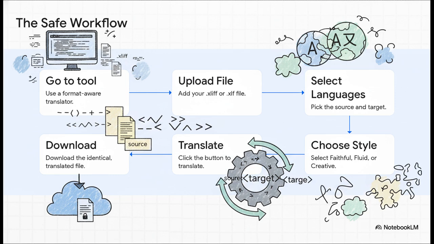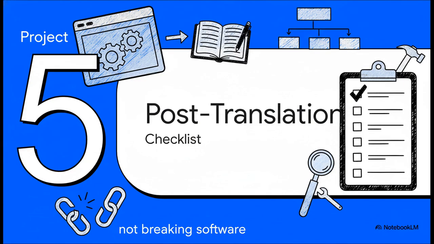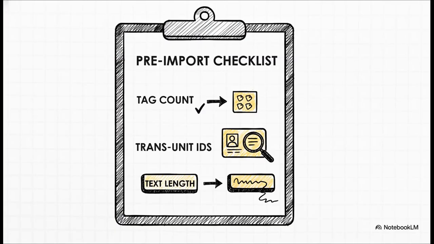No fuss, no breakage. Okay, but no matter what tool you use, you are not done the second you hit download. Before you even think about importing that file back into your project, you absolutely need to run through a quick but vital checklist. First up, just do a quick tag count. Does every placeholder tag in the source have a perfect match in the target? Easy. Second, double-check that the trans unit IDs haven't been touched. And third, the classic localization trap. Check the length. A language like German can easily be 30 or 40% longer than English. You gotta make sure it's not gonna overflow and wreck your UI.